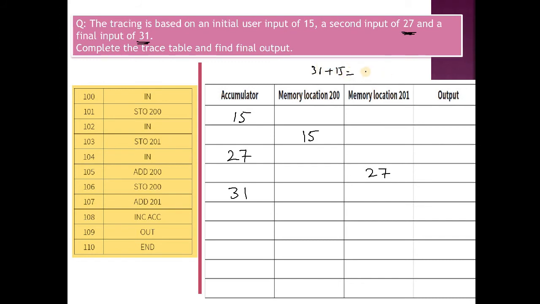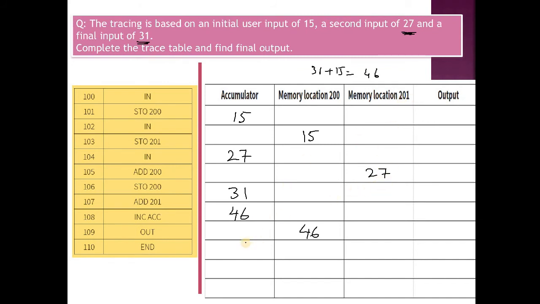So again 46 will be stored in accumulator, right? Then store at position 200. This value of accumulator will be stored here at position 200. Then add 201. At present the value of accumulator is 46. That will be added with the memory location value, which is having 27. 201 location is having 27. So they both will be added and again stored in accumulator.